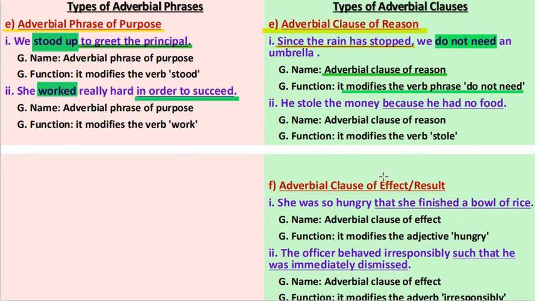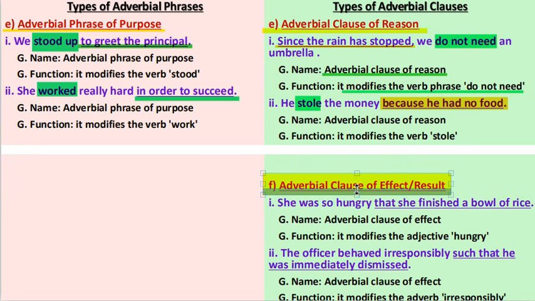The second example here says, he stole the money because he had no food. Because he had no food is an adverbial clause of reason, and it modifies the verb stole because it tells us why the verb stole was performed. The next type of adverbial clause is adverbial clause of effect or result. This is like the reverse form of the adverbial clause of reason.